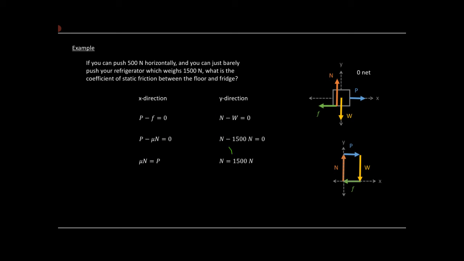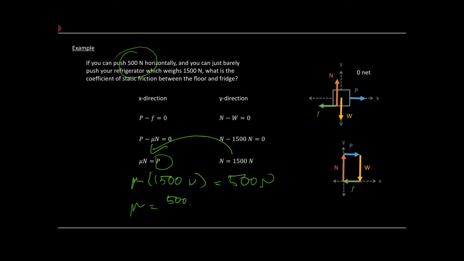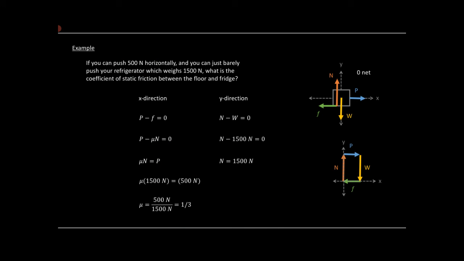So we can then plug this back in. So mu times 1,500 newtons is equal to our push, which was 500 newtons. So mu is equal to 500 newtons over 1,500 newtons. We divide by 1,500 newtons. 5 goes into 15 3 times. Cancel all those zeros. We have 1/3. Our coefficient of static friction is 1/3.